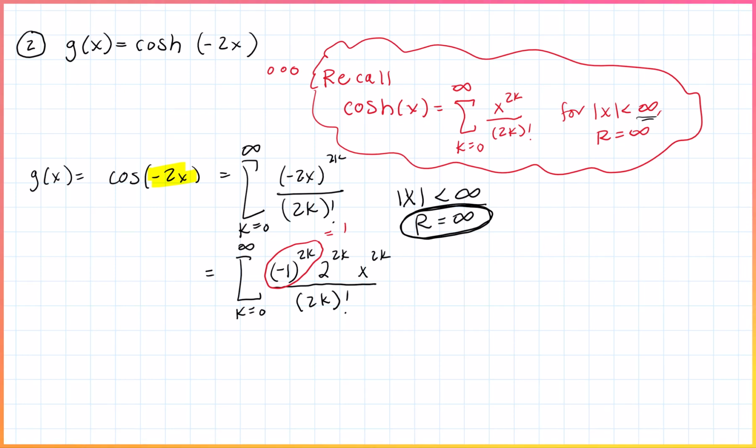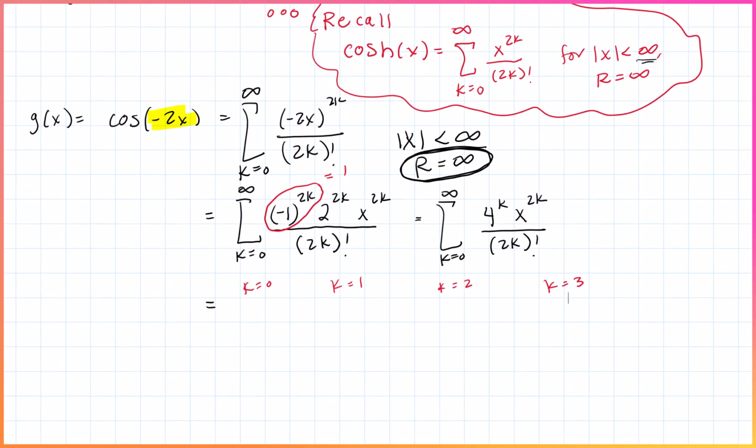So we don't have a sign switch on this, so this becomes just the sum from k equals 0 to infinity of 2 to the 2k, which is actually 4 to the k, so let's simplify that as well, times x to the 2k all over 2k factorial. And we wanted the first four non-zero terms, and we're starting at 0, so we'll get k equals 0, k equals 1, k equals 2, and k equals 3. And then, of course, we'll continue, but we're only asked for the first four non-zero terms.